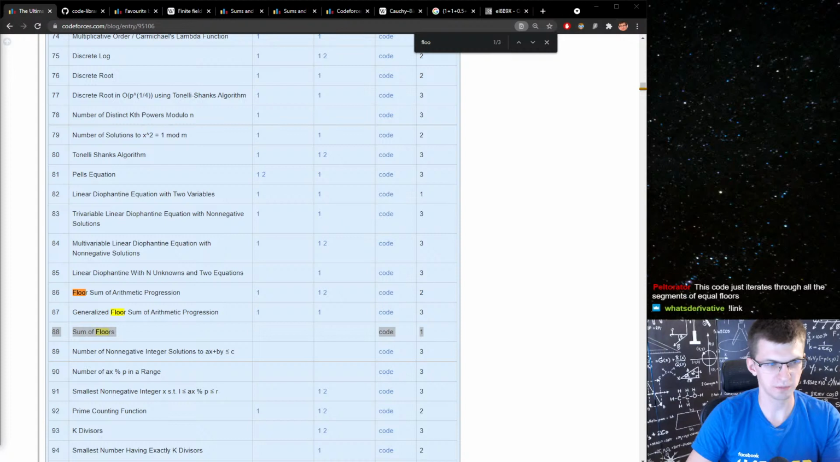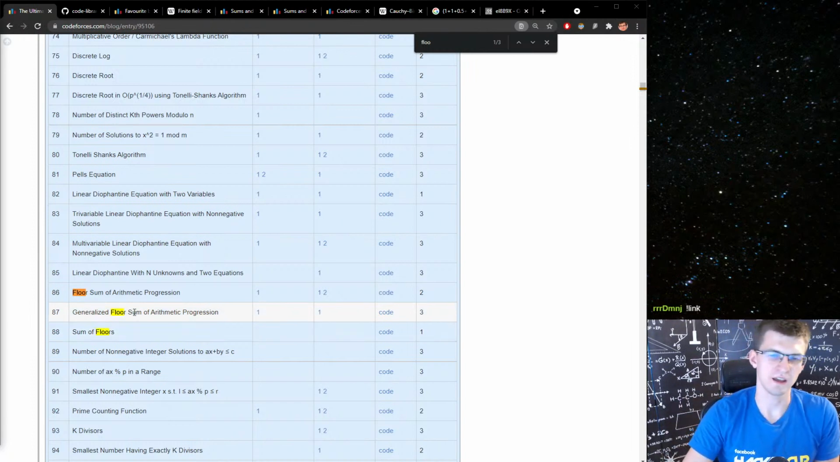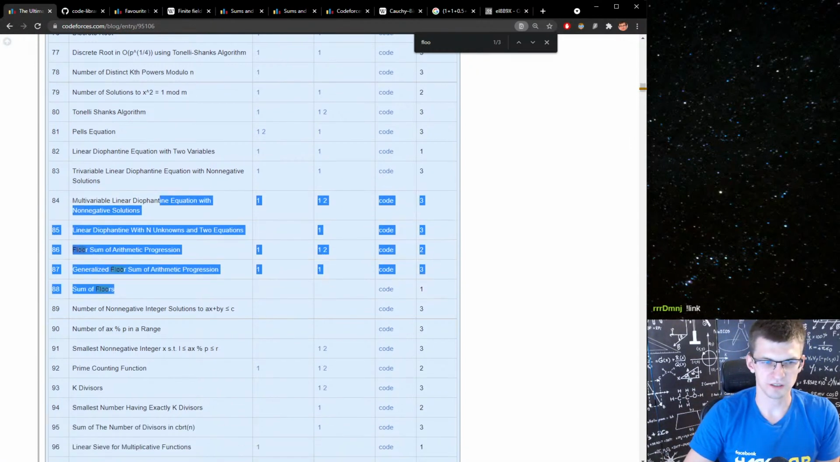You want to get to 80% of math? You will be very good at math, that's it. Iterates for all the segments of equal floors. Okay, I see. Still, I don't like a magic for loop. I prefer for loop to be simple, and what is inside of the for loop is more complicated.